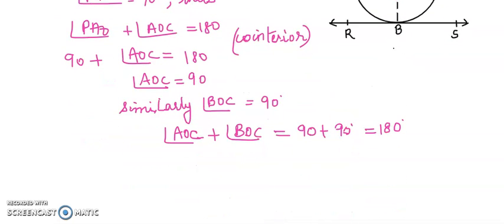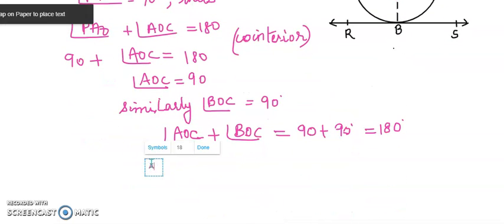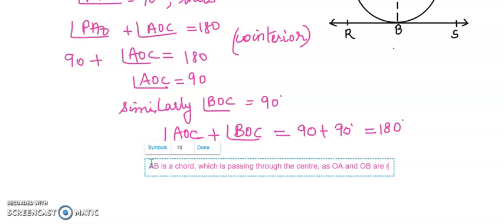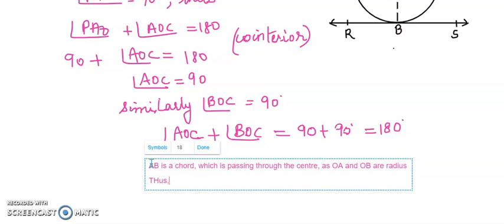That means we'll say that AB is a chord, which is passing through the center. Why? Because we know that OA and OB are radii. Thus we have proved that AB is a radius, sorry, diameter, right?